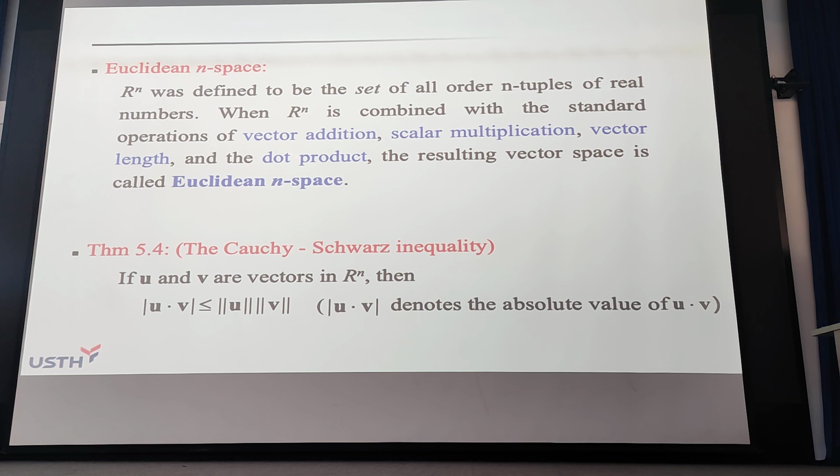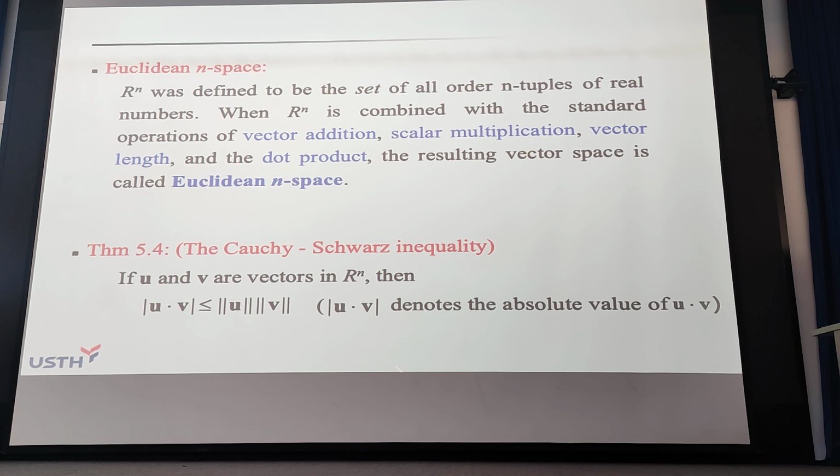Now Rn, we know already that it is a vector space. Now we give it the dot product, or tích vô hướng as we know in high school. Then it becomes what we call the Euclidean n-space. In Vietnamese, không gian Euclid n chiều.